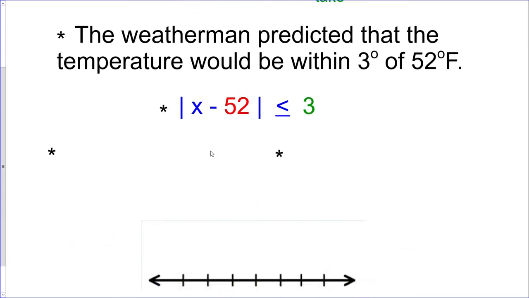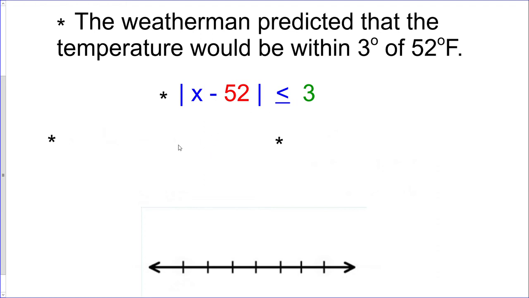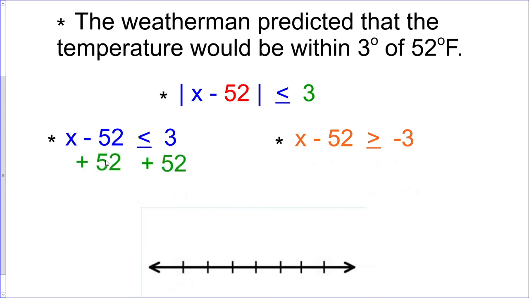When we solve this, we're going to solve it once, just like it's written without the absolute value bars. And then we'll solve it once for a negative 3, but we'll have to switch the direction of the inequality sign. So we'll solve it for x minus 52 is greater than or equal to negative 3. Our inverse operation on both sides will be the same. We need to add 52 to both sides.